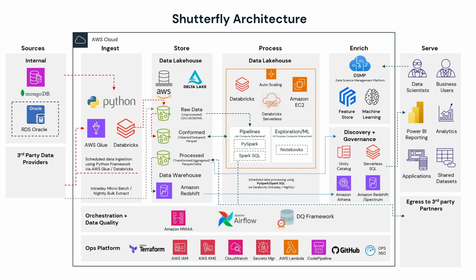We have built a Python framework that runs on Glue and Databricks for ingest. We are extracting data both batch as well as intraday. And then the data is stored in the lakehouse. The lakehouse is on AWS. And we are following a medallion architecture with raw data, which is completely unprocessed data, conformed, which is clean, deduped, in Parquet format, and processed, which is the data where all the business rules have been applied. And this is in Delta format.